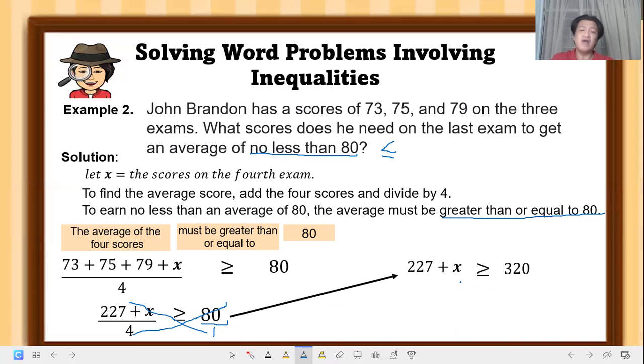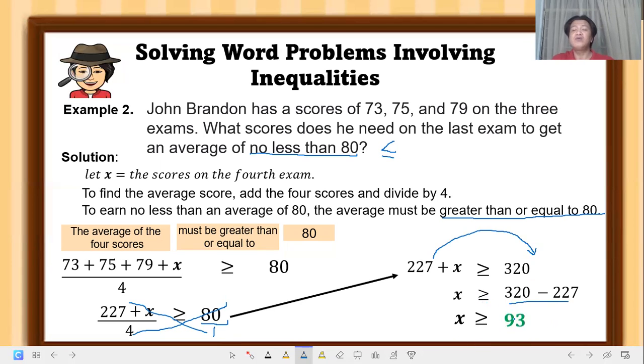And since nagawa na natin tanggalin yung over 4 or denominator, you can now apply the addition property of inequality by simply i-shortcut na natin, transpose mo yung 227 dun sa right side of inequality. Kaya magre-reverse po siya ng sign. That will become negative 227. I-copy natin yung 320 and also yung x, tsaka yung ating symbol greater than or equal. Then since you can now subtract, what is 320 minus 227? That is x is greater than or equal to 93.